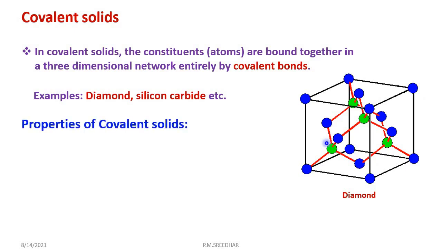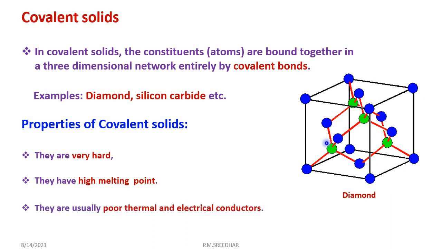What are the properties of covalent solids? Point number 1. They are very hard. Diamond is the hardest solid. By using diamond, we can cut glass and drill rocks. Point number 2, they have high melting point. Again, the reason for high melting point is the bond. What type of bond is present? Covalent bond. Point number 3, they are usually poor thermal and electrical conductors.